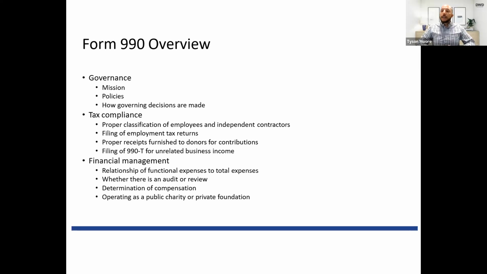And that's why we always stress to organizations that you really want to make sure that your 990 is completed properly. Yes, you're not calculating a tax here, but it is open for public inspection and provides a wealth of information. So you really want to make sure that all the questions are answered and that they're answered correctly for your organization's activities.